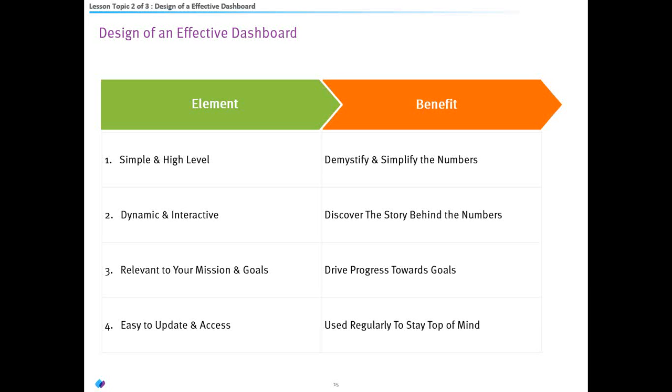The third element is that the dashboard should be relevant to your mission and goals, right? Every nonprofit has a plan, a path forward. If you can communicate those goals and track progress through them, then as a leader you can drive your organization in progressing and achieving those goals. And lastly, as I mentioned before in the prior example with Forbes, an effective dashboard needs to be easy to update and access. Because if it's easy to update and access, you're going to use it regularly to stay top of mind. Then it becomes a big part of your culture and the decision-making process for your nonprofit.